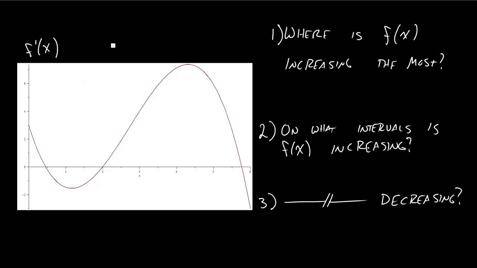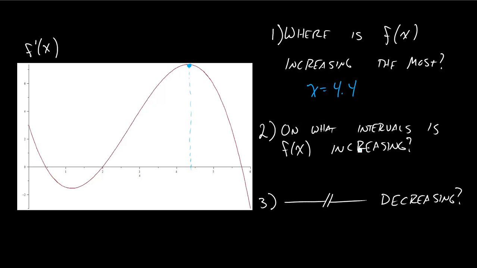From f prime of x looking like this, where is f of x increasing the most? Well, the outputs of this function tell me the slope of f of x. So I'm looking for the biggest positive slope, if it's increasing the most. The biggest positive slope is up here, and that looks like it occurs at about x equals 4.4. The biggest positive slope is going to occur at 4.4. Remember, I'm looking at f prime of x here, not f of x.